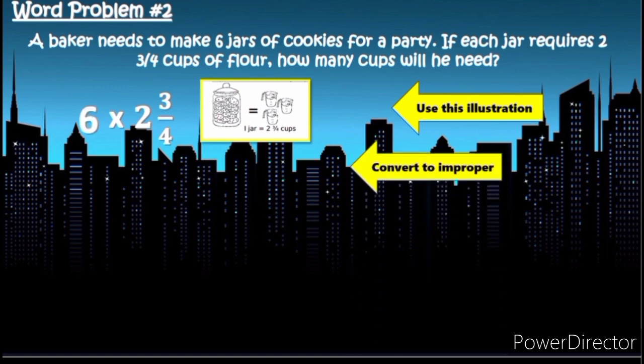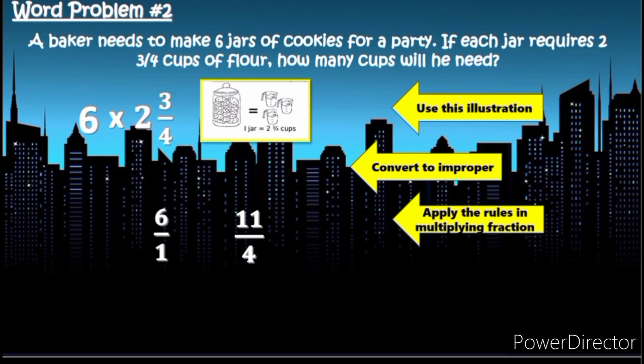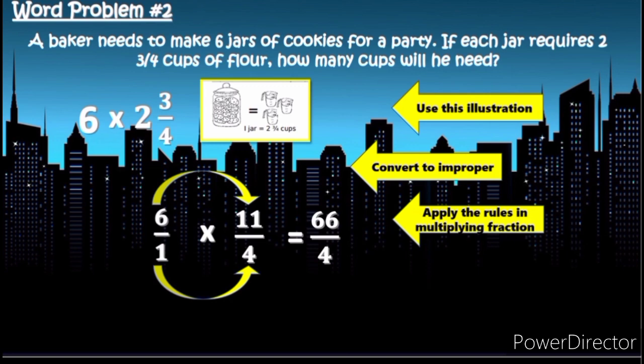Convert to improper fraction. 6 will become 6/1. 2 3/4 will become 11/4. Apply the rules in multiplying fractions. We have to multiply 6 and 11, and 1 times 4. The answer is 66/4.